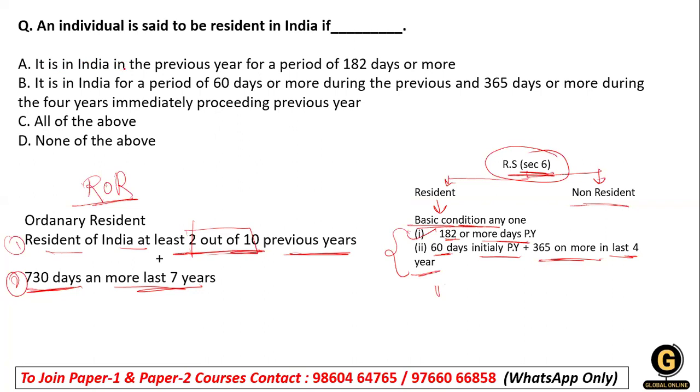It is in India in the previous year for a period of 182 days or more. Yes, this is true, ma'am. And after that, in India for a period of 60 days or more during the previous year, and 365 days or more during the 4 years immediately preceding the previous year. So yes, both statements are true, so option C is correct over here.